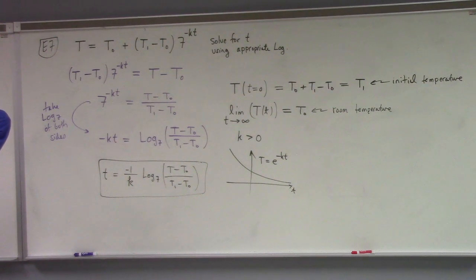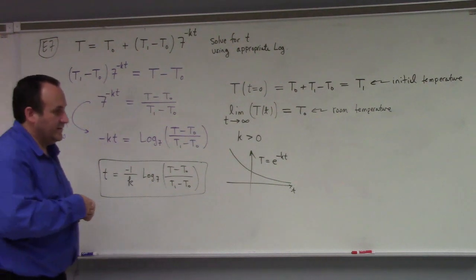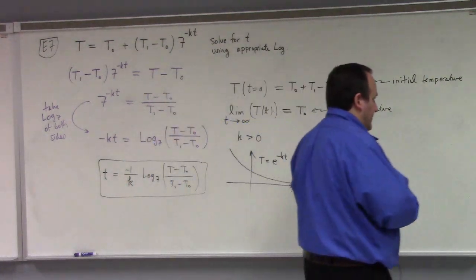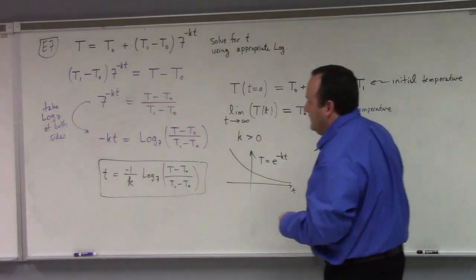It simply says that the rate of change of the cooling is proportional to the difference in temperature between the object and the room temperature. And this is the formula that comes from it. So that's the meaning of this homework problem. Anyway, obviously I don't test on that.